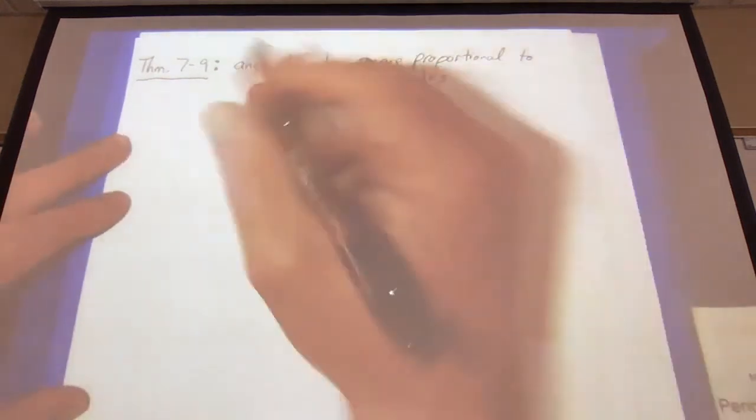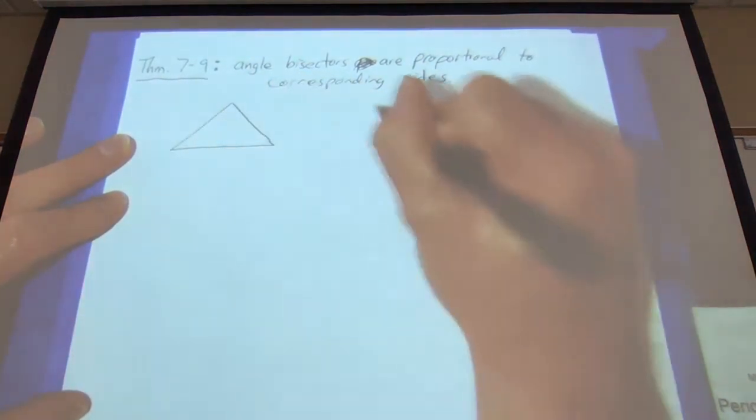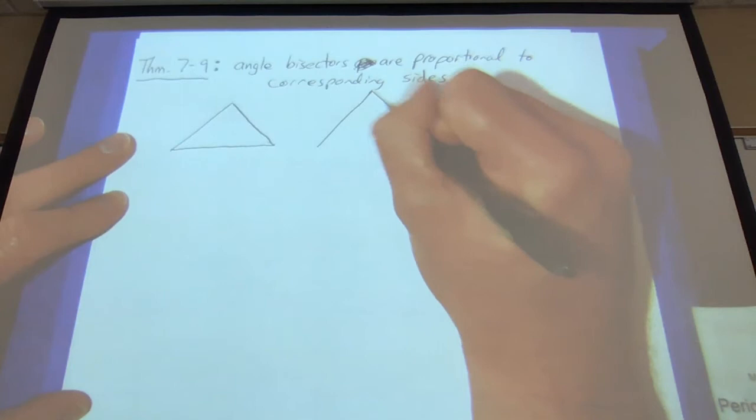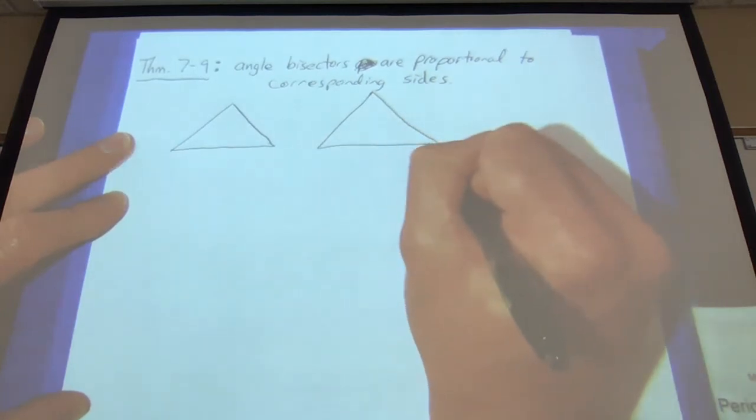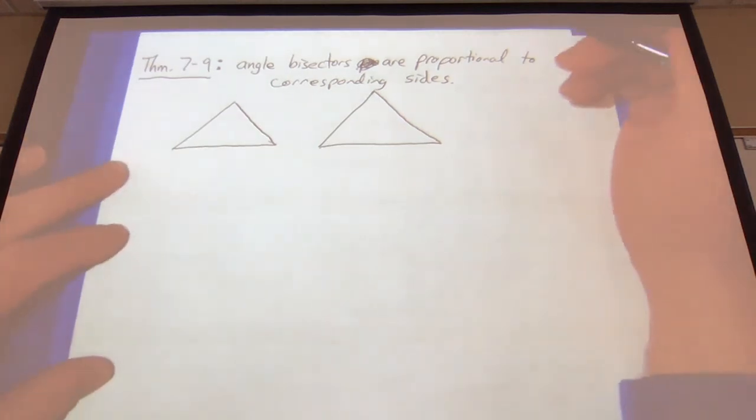All right, the picture for this one's going to look a lot like what we just did. We're going to have two triangles. One's going to be bigger than the other. On the last one, we drew in the altitudes, which meant we had right angles when we drew them in. Now we're going to draw in angle bisectors.